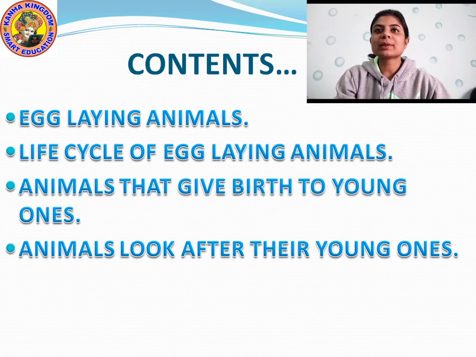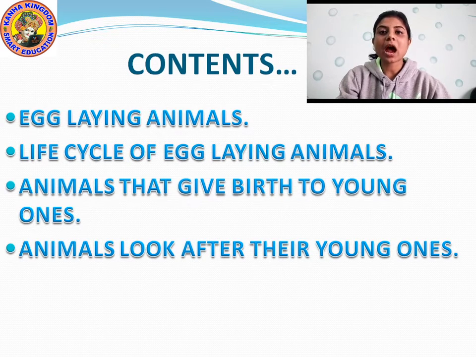Then we will study about the egg laying animals. Different animals reproduce by different methods. We will study about the egg laying animals, then the life cycle of egg laying animals. How do babies grow from a small baby to an adult? That is called the life cycle of egg laying animals. Then we will study about the animals that give birth to the young ones. Then how do animals look after their young ones? Looking after their young ones means taking care of their babies.